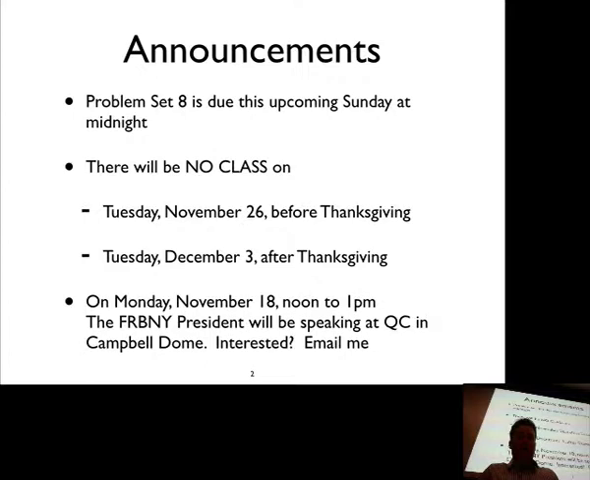On Monday, November 18th, from noon to 1 p.m., so this is a Monday and you may not be available on that day, the president of the Federal Reserve Bank of New York will be speaking at Queens College in Campbell Dome. That's the big round thing right next to Powdermaker Hall where the econ department is. If you are interested in attending, I think it will be a very fascinating conversation with him. He will be taking questions from the audience. You have to register in advance. There are a limited number of seats. You should email me or talk to me after class if you'd like to attend that, and we can set that up. Any questions about the course logistics at all?